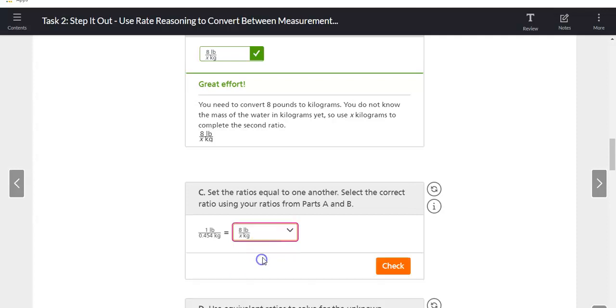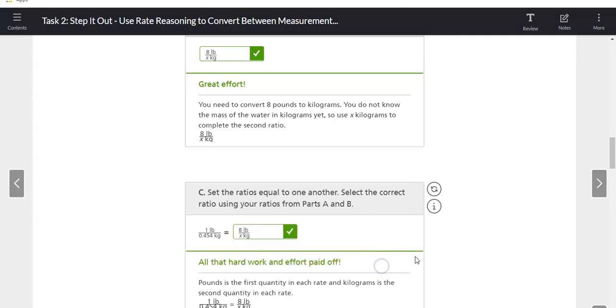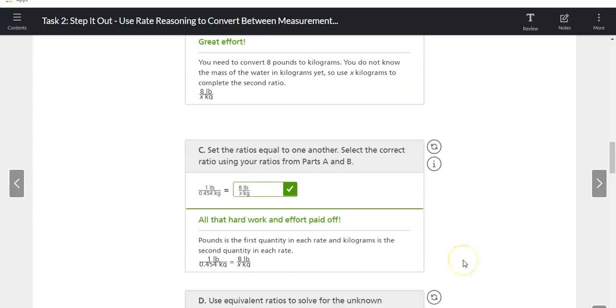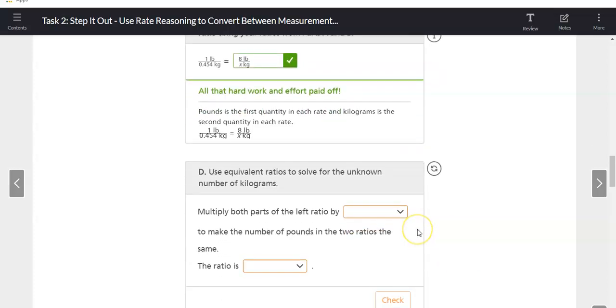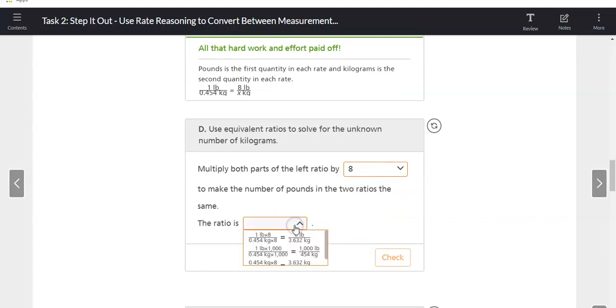So 8 pounds over this. When we actually do the problems, when we get out of the initial learning about it, we're not going to break it down this far. It'll go a lot quicker than this. So we're going to multiply both parts of the left ratio by 8 to make the number of pounds in the two ratios the same.